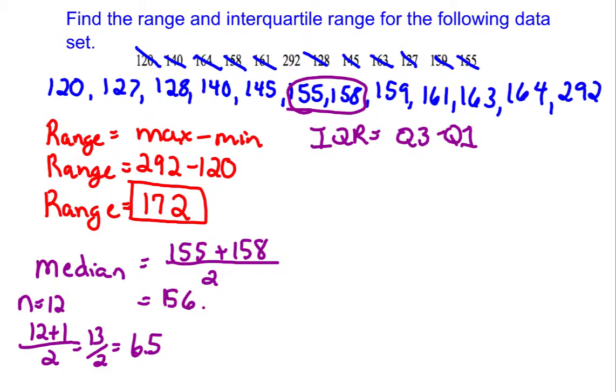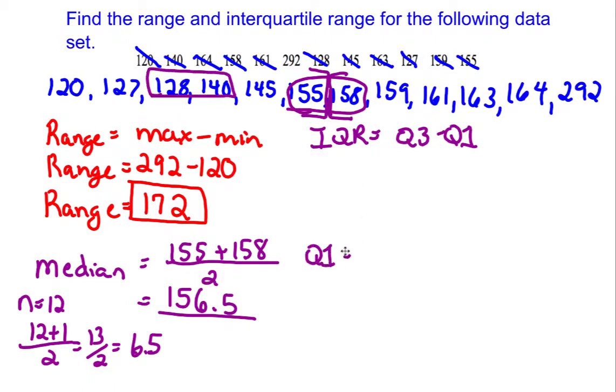And I find the median is 156.5. Then I'm going to divide the data, not including the median value, but all other values less than it, and find a new median, the median of the lower half of the data, which is halfway between 128 and 140. This is what Q1 is, quartile 1, the median of the lower half of the data. So I find that Q1 is 134.